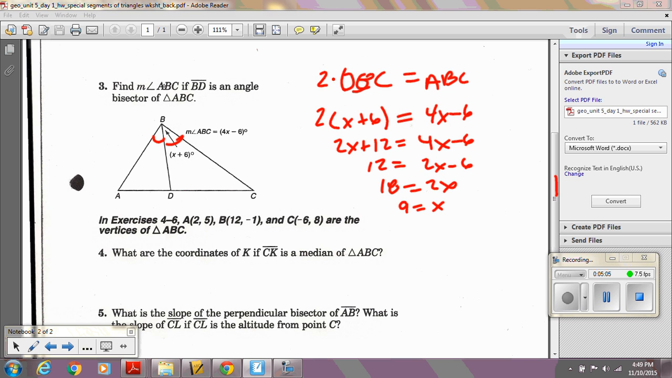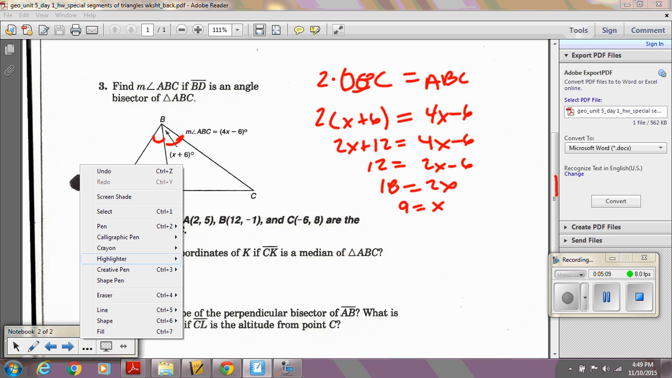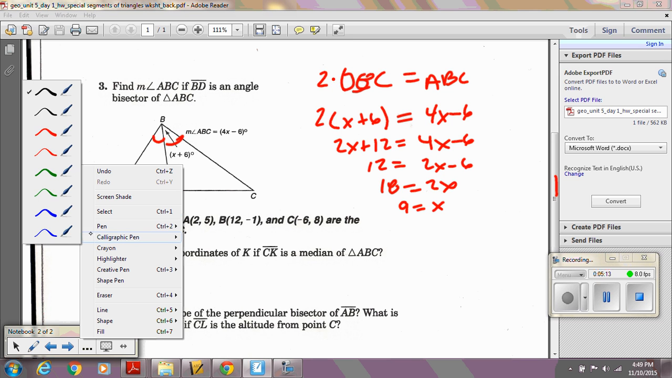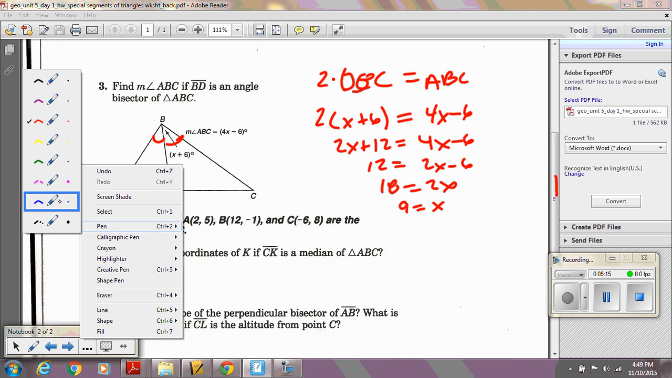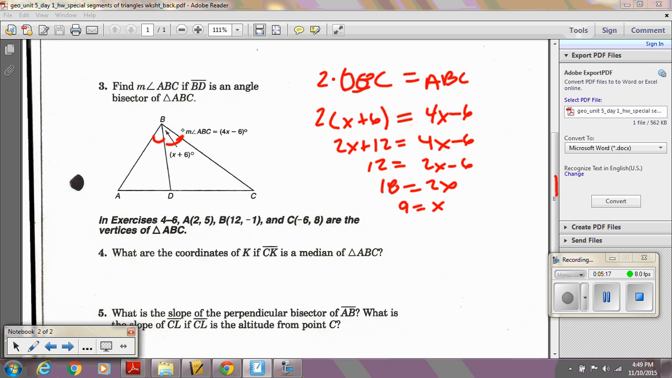And now it wants us to find ABC, so we need to substitute it back in to find ABC. So it says ABC is equal to 4 times x, so that's 4 times 9, and then minus 6. 4 times 9 is 36, and then minus 6 would be 30 degrees.